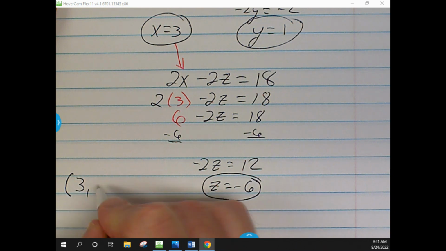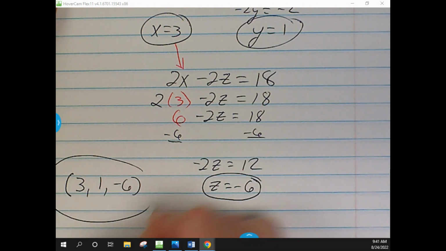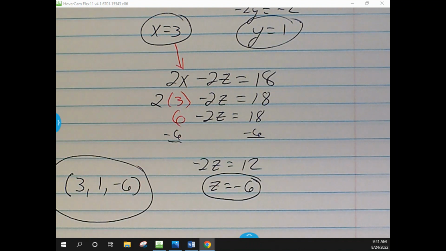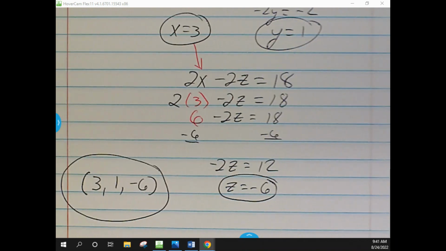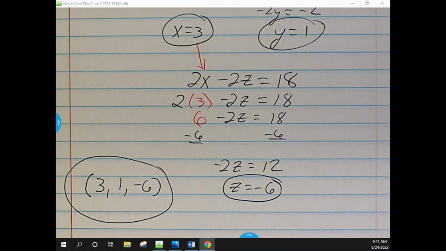So again, the ordered triple would be that. Okay, so it's a little bit quicker, may not be a whole lot quicker, but anytime you get one where a variable is missing, it's going to make things go a little bit quicker.